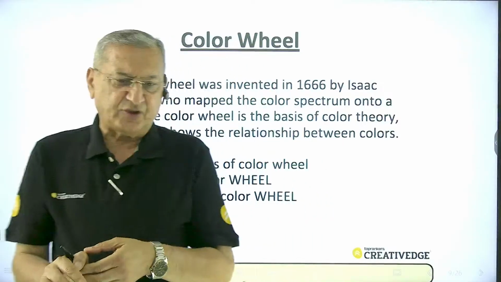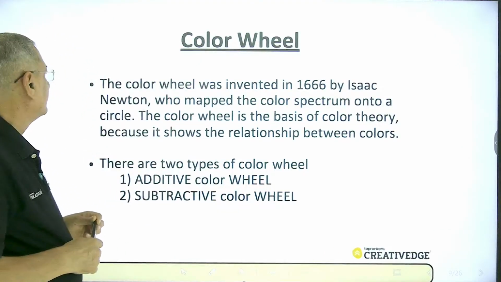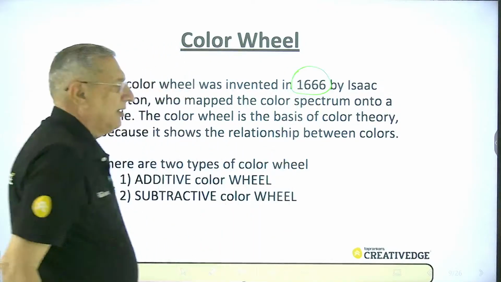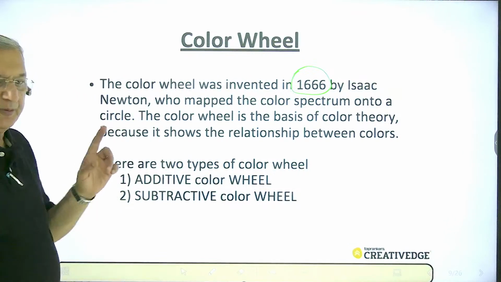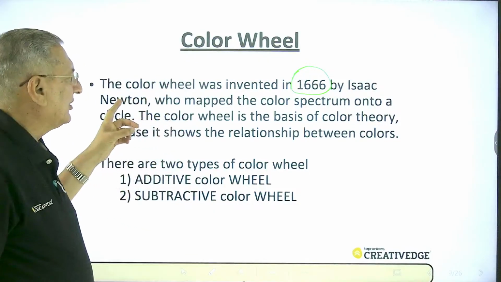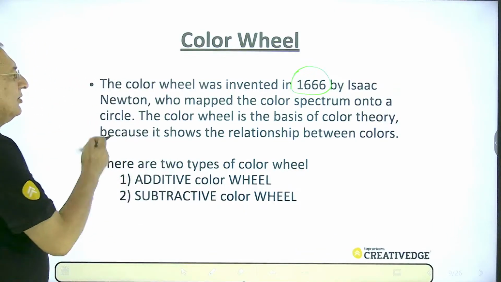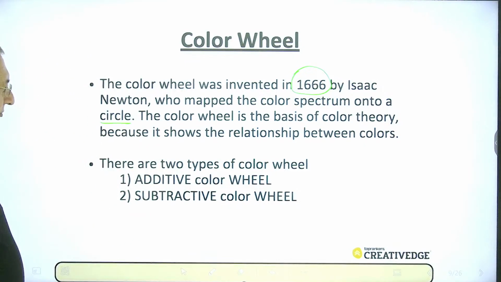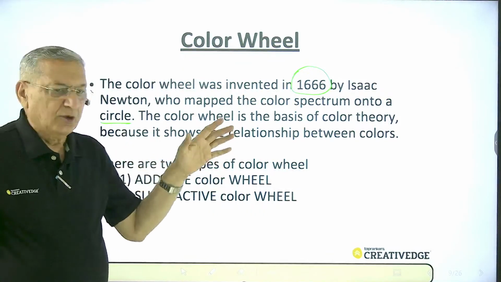If we look into the history of light or the color wheel, it was first invented by the same gentleman, Isaac Newton, who mapped the color spectrum. He is the one who also brought in the theory of gravity and so on and so forth. So he mapped the color spectrum onto a circle. The color wheel is the basis of color theory because it shows the relationship between the colors.